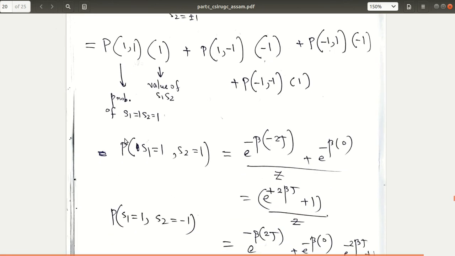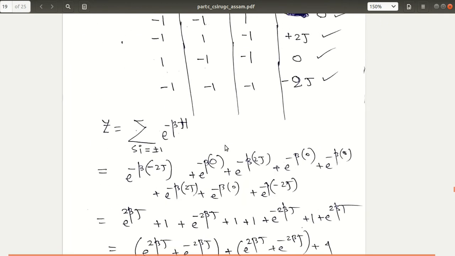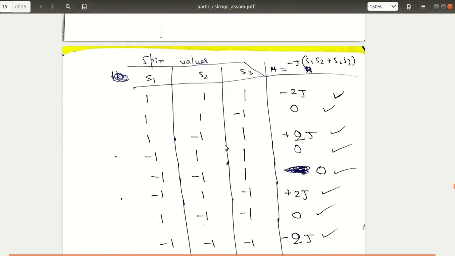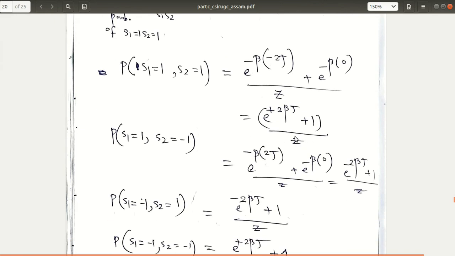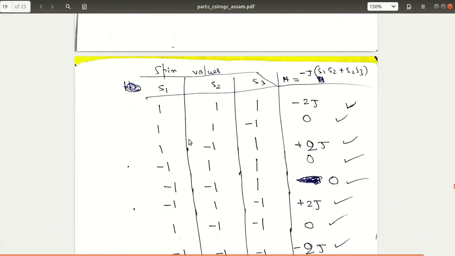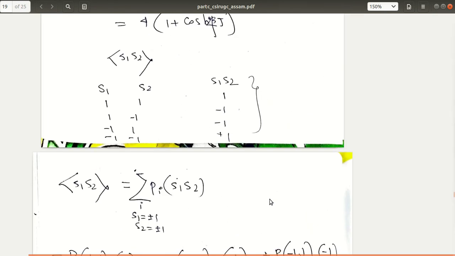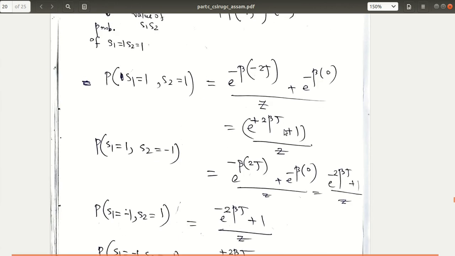So now calculate the probability. p of this is basically the probability of getting s1 equal to 1 and s2 equal to 1. So s1 is equal to 1 and s2 is equal to 1, this one and this one. So this plus this divided by z. Similarly for 1 and minus 1, from this table, this case and this case. So if you combine this, you will get this, and so on. Likewise you can calculate for all of them.